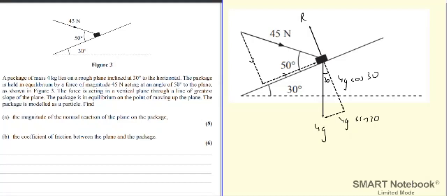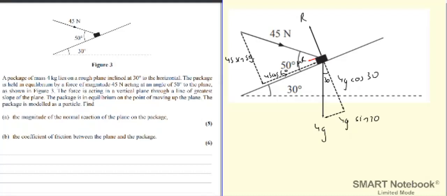So this here is going to be 45 cos 50, and this is going to become 45 sine 50. Now it's on a rough plane, so we also have friction acting. It says the package is in equilibrium on the point of moving up the plane. If it's on the point of moving up the plane, friction is opposing that, and therefore friction is going to be, if I color that in red maybe, acting in this direction here. And we're going to call that mu R.